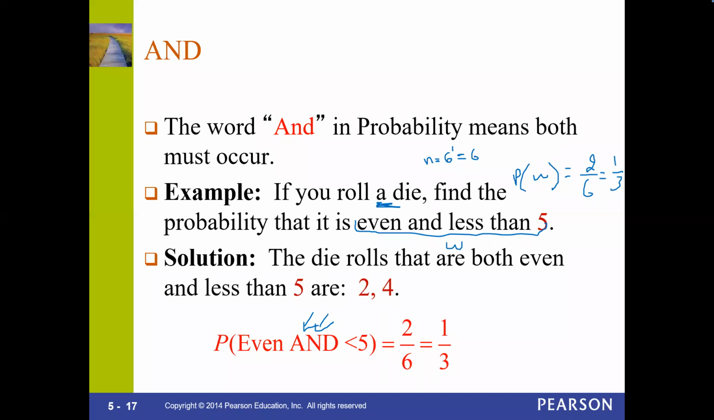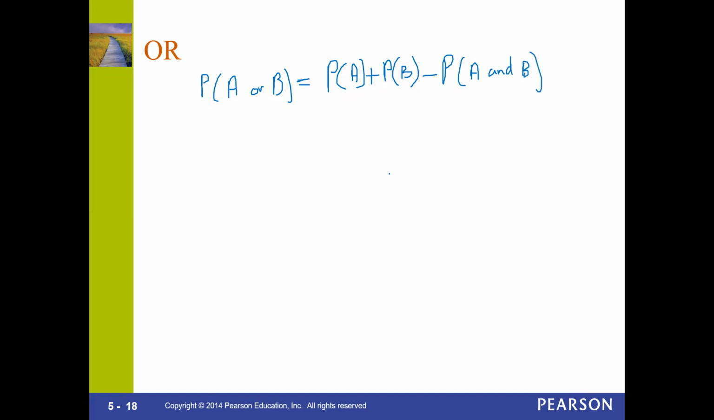Okay. Let's talk about something else, something called OR. We just talked about AND right here. For OR, this is how it goes. You can also have the probability of A or B. Earlier, we just had the probability of A. That means there's a formula we use for it. It's going to be the probability of A plus the probability of B, take away the probability of A and B. I just spoke about A and B earlier.